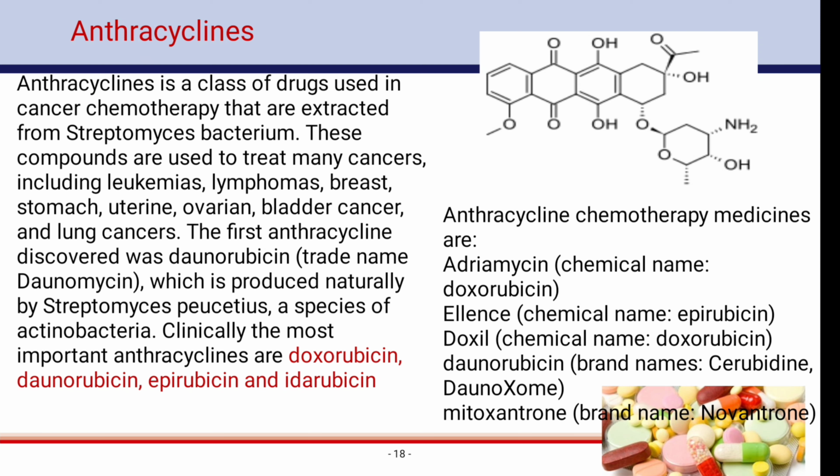Anthracyclines. Anthracycline is a class of drugs used in cancer chemotherapy that are extracted from Streptomyces bacteria. These compounds are used to treat many cancers, including leukemias, lymphoma, breast, uterine, ovarian, and bladder cancer. The first anthracycline discovered was daunorubicin, which is produced naturally by Streptomyces, a species of actinobacteria. Clinically, the most important anthracycline chemotherapy medicines are adriamycin, idarubicin, doxil, and mitoxantrone.